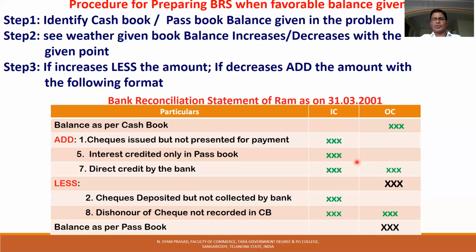So you added the amount, and you add these 2 and take here, you less this amount you are going to get. So these 3 are added, taken here. These 2 are added, taken here. Because this is add, these 2 are added. Because this is less, so when balance as per cash book is given, balance as per passbook, you are going to get as the answer. This is about procedure.